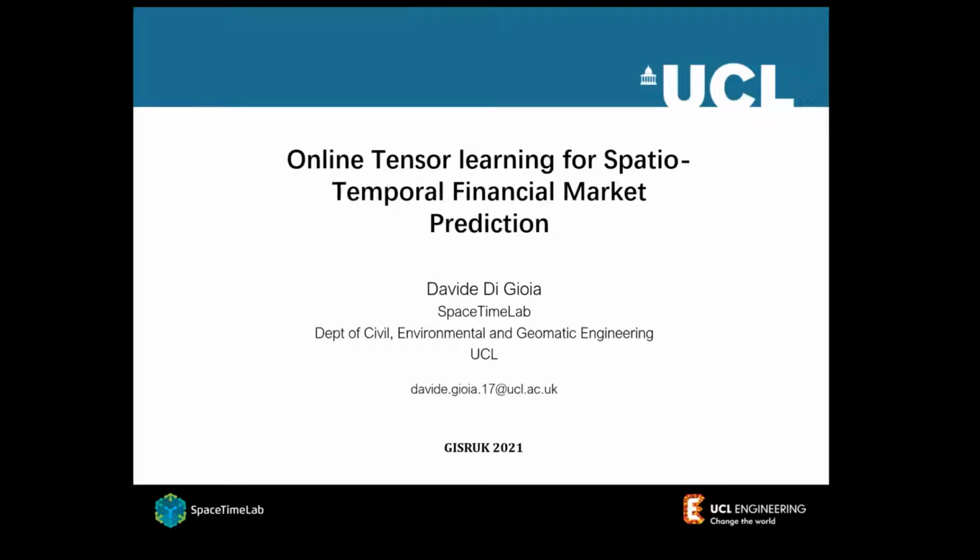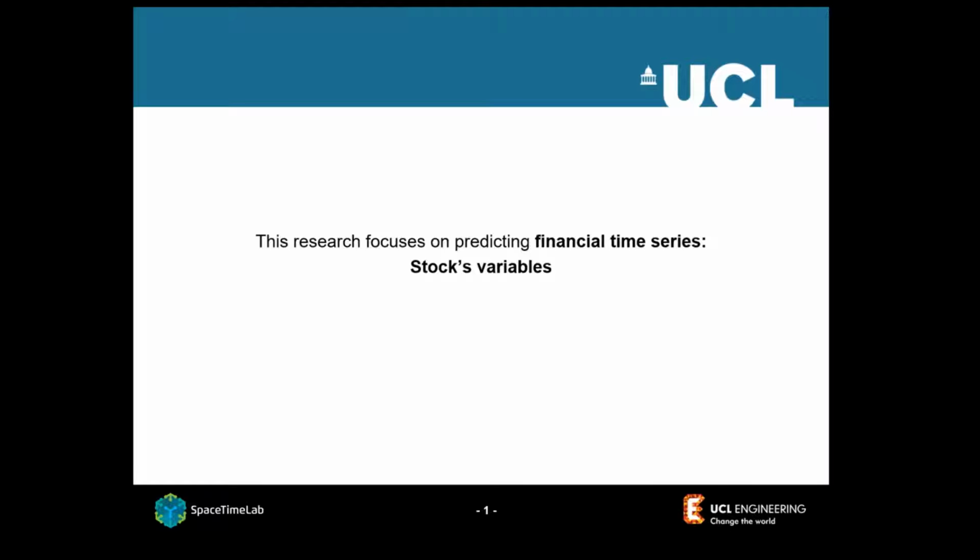Today I'm going to talk about the research I'm doing in my PhD. I'm a part-time PhD student at UCL, and it's focused on online tensor learning for spatial temporal financial market prediction. So what I do in this study is use tensors and a spatial temporal model to predict stock prices. The reason is why I combine all this together.